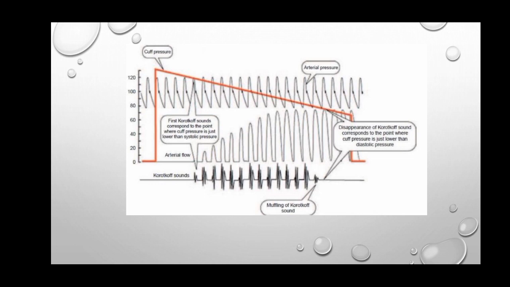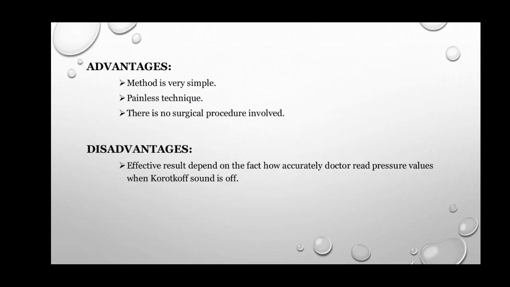This point is known as the systolic pressure or maximum pressure. When the sound vanishes, that point is known as the diastolic pressure or minimum pressure. This sound is known as the Korotkoff sound. The advantages of the indirect method: it is very simple, painless, and there is no surgical procedure involved. Disadvantages: effective results depend on how accurately the doctor reads the pressure values when the Korotkoff sound is off.